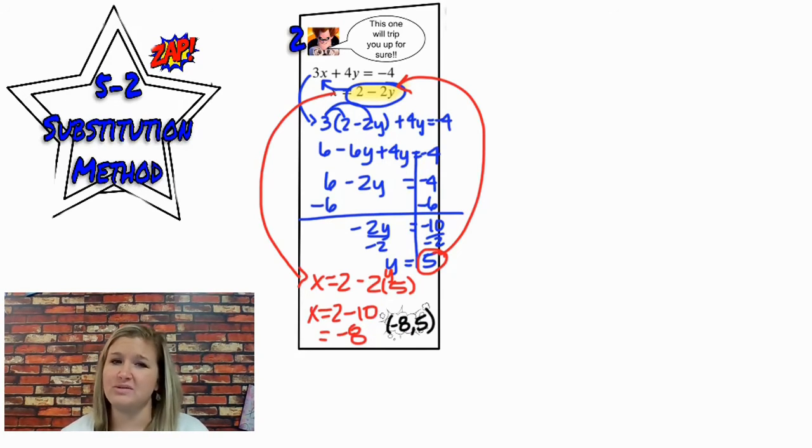Remember that our solution means that's where those two lines cross. If you were to solve both of those for y and then go graph them, they would cross at negative 8, 5. Remember, that's what that solution means. Even though we don't have two equations that we're going to graph, if we were to graph both of those, that's where they would cross.